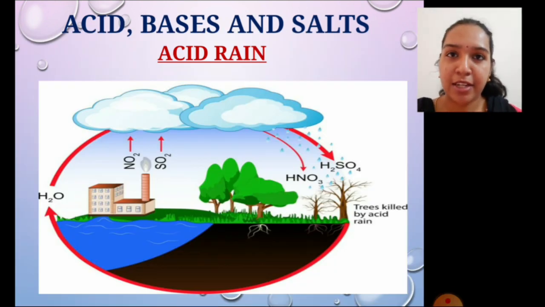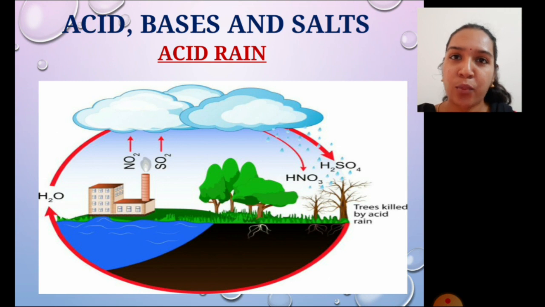Here in the image, you can see the pollutants are released from factories. Like you know the water cycle, the water evaporated from earth combines with these harmful gases and condenses in the form of clouds and falls down to earth in the form of acid rains, which can damage life.